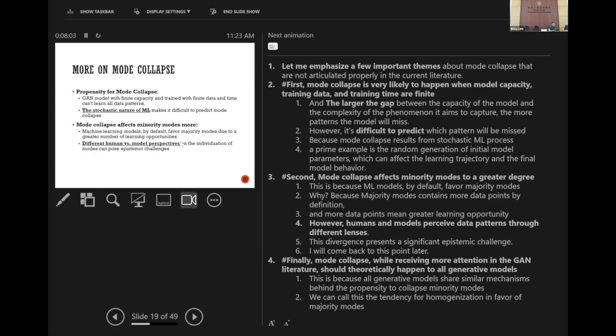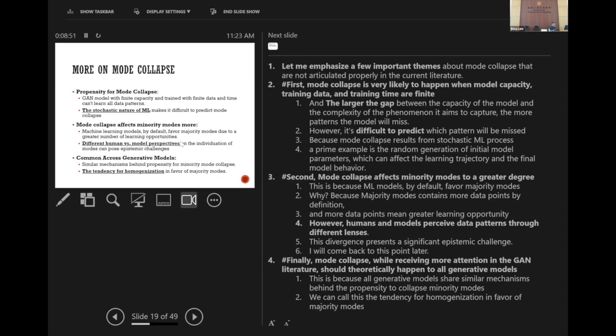And the second thing is mode collapse affects minority modes to a greater degree. This is because machine learning models by default just favor majority modes. Why? Because a majority mode by definition contains more data points in the data set. And when there are more data points, it just means more learning opportunities, right? That is why mode collapse affects minority modes systematically. But because humans and models perceive the data patterns from very different perspectives, this divergence will present significant epistemic challenges, which I'll come back to later in this paper.